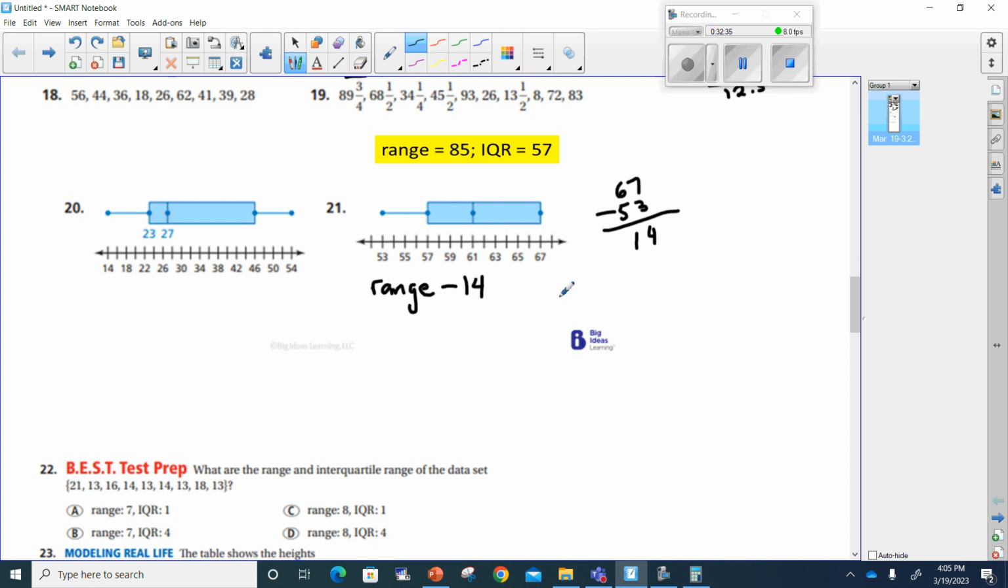All right, and then we have the interquartile range. That's going to be, well, this is the third quartile, so that'll be 67 minus 57. 67 minus 57 is 10. So that means the interquartile range is 10. All right, let's go ahead and move on.